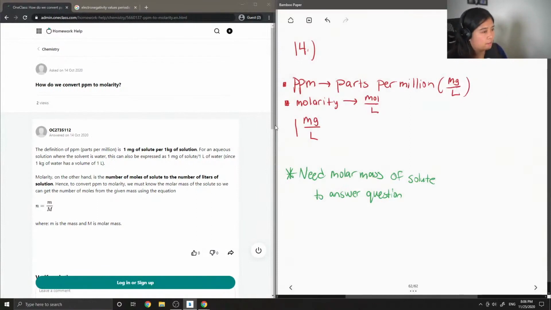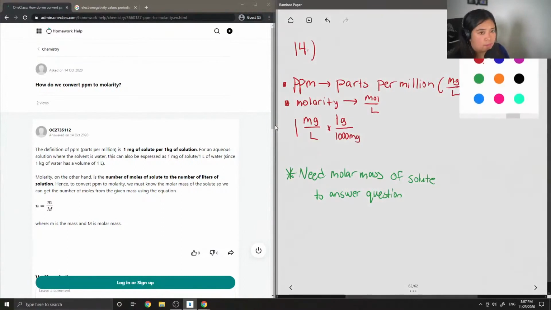So let's say we started off with 1 milligram per liter. First, let's convert it to grams. To do this, we will multiply by the conversion factor of grams to milligrams. So there are 1,000 milligrams in 1 gram. Okay, so this will cancel out our milligrams.